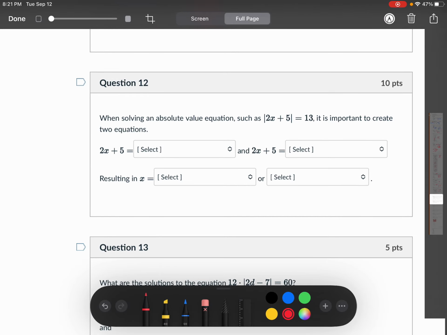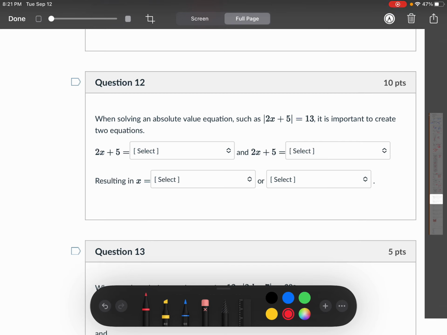Oh, okay. This is normally a drop-down menu, all right? So on the drop-down menu, I don't exactly know how that would look to you, but this would be 13 and negative 13, all right? So when you're solving an absolute value equation, you have to set one expression that's exactly the same equal to 13 and the other equal to negative 13. And then honestly, at that point, you just solve.